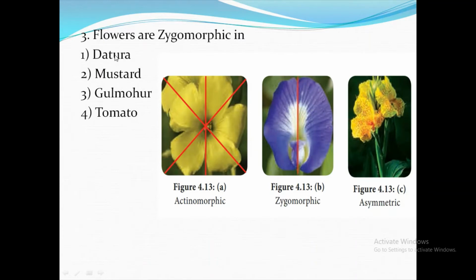Now the remaining, datura, mustard and tomato, all have actinomorphic flowers. Actinomorphic flowers means radially symmetrical flowers. So here the flower can be cut into two equal halves along any vertical plane passing through the center. In an asymmetric flower, the flower cannot be cut into two equal halves along any vertical plane passing through the center. Here the example is canna. So the answer is gulmohar.